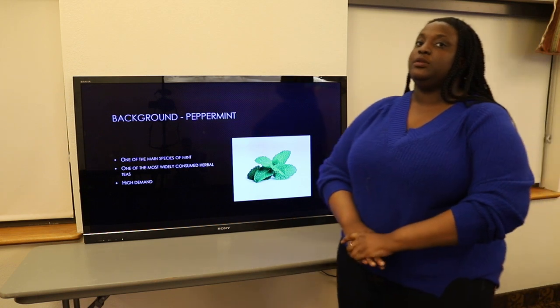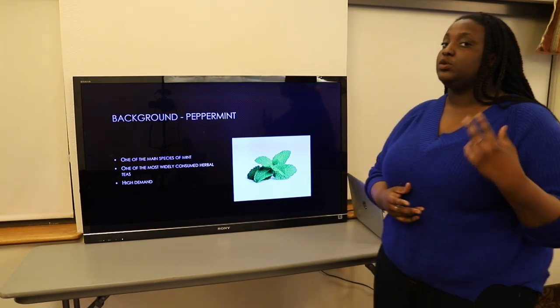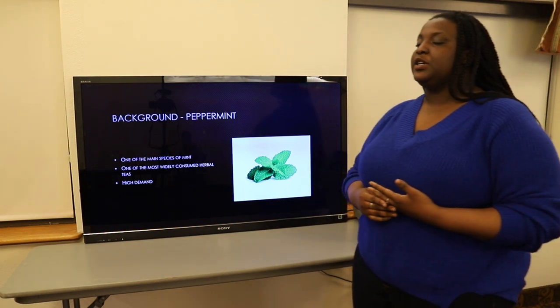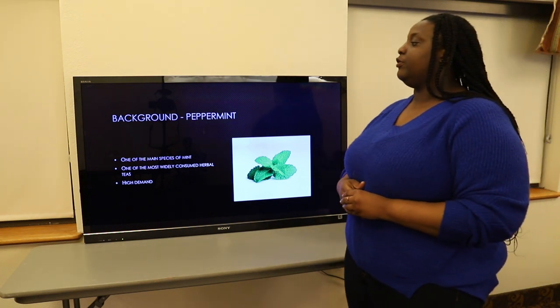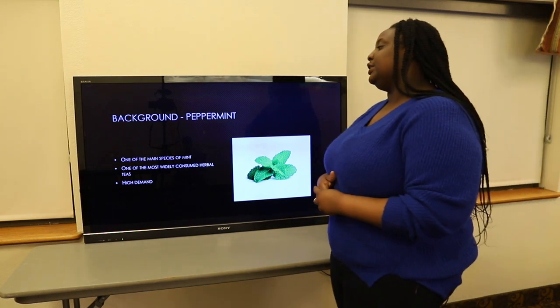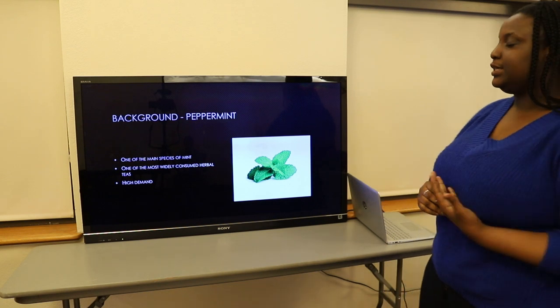A little background on peppermint. Peppermint is one of the main species of mint. There are two main species, peppermint and spearmint. I decided to go with peppermint because it has a higher percentage of menthol than spearmint, and it's also one of the most widely consumed herbal teas, hence it's in high demand.